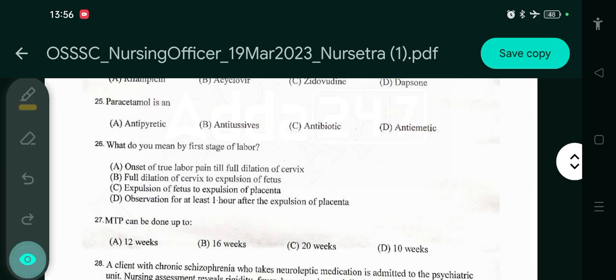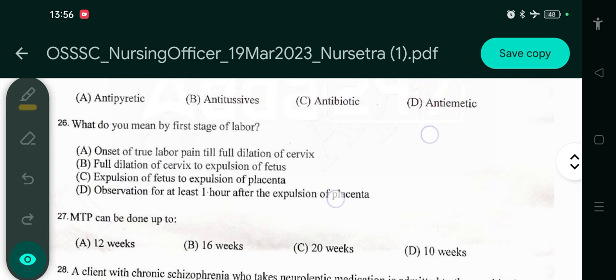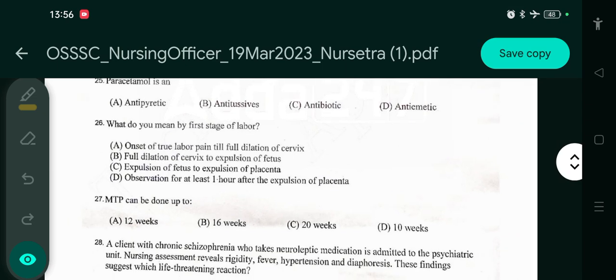Next question: what do you mean by first stage of labor? You already know there are 4 stages of labor, and here the question is asking about the first stage. Option A, onset of true labor pain till full dilation of cervix. Option B, full dilation of cervix to expulsion of fetus. Option C, expulsion of fetus to expulsion of placenta. Option D, observation for at least 1 hour after the expulsion of placenta.